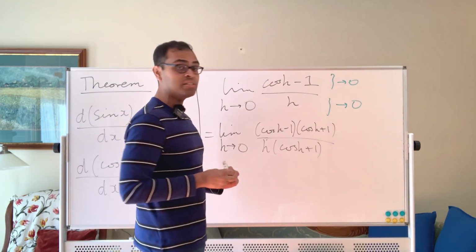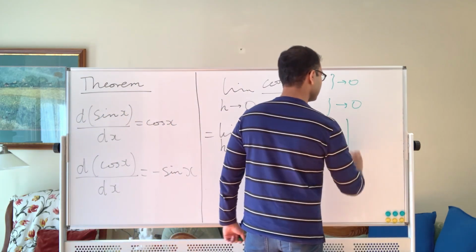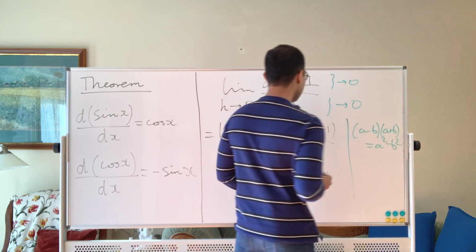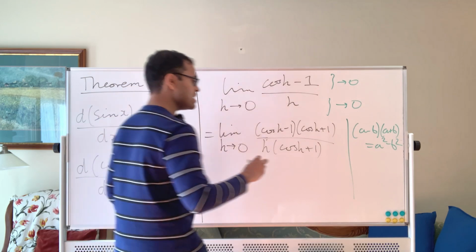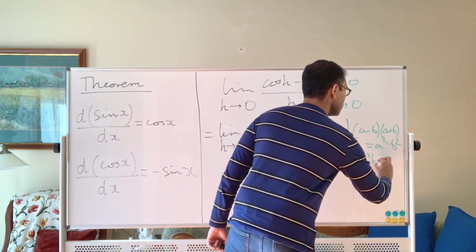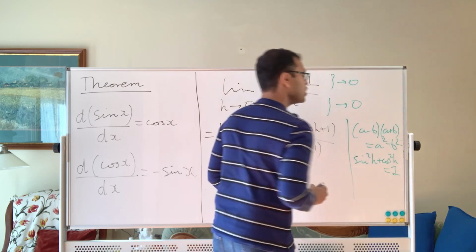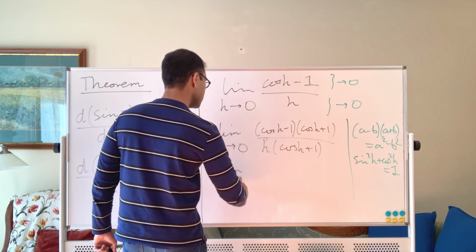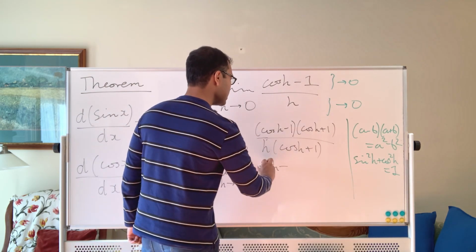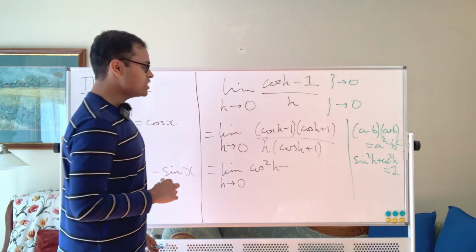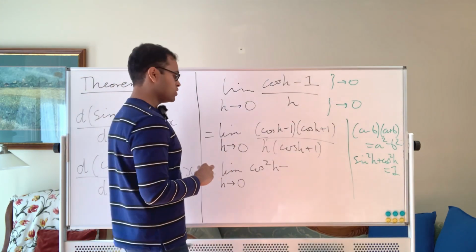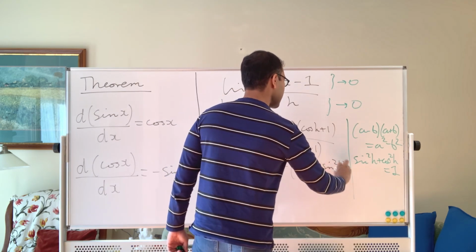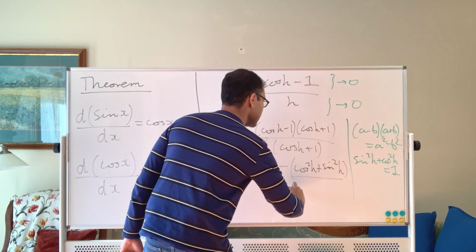It's an a minus b times a plus b formula. So you've got a minus b times a plus b, and we know that a minus b times a plus b is a squared minus b squared. Because of that, we can apply that formula and use the trig identity that sine squared h plus cosine squared h is equal to 1 to deduce that the numerator of this expression, limit as h goes to 0 of cosine squared h minus 1, which we know is equal to negative sine squared h, all divided by h times cosine h plus 1.